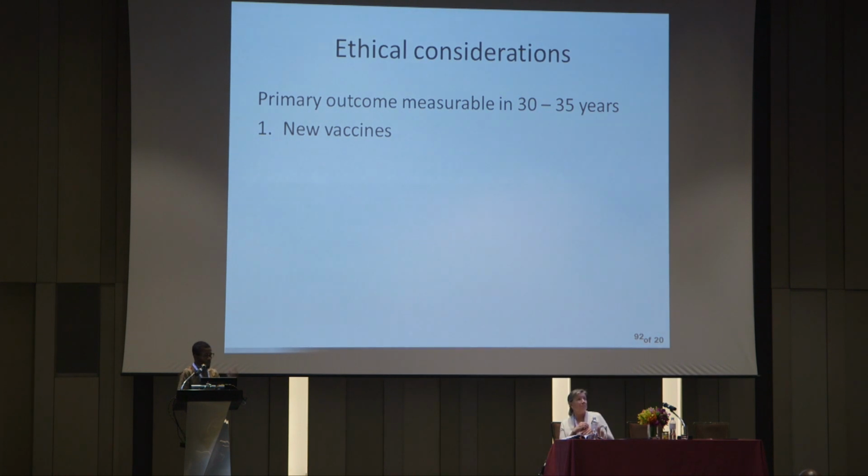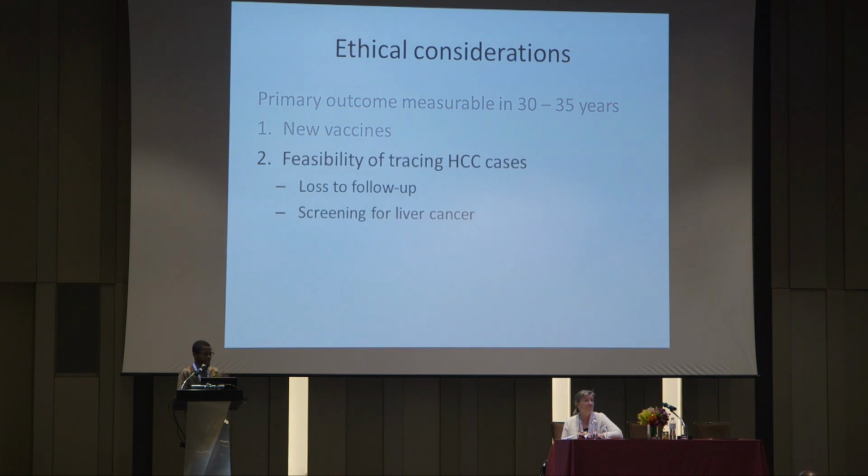However, noting that the primary outcome would be measurable after 30 to 35 years, there was a possibility that newer vaccines would be developed, and this current vaccine that we were testing would no longer be in use by the time we get the data, making it more or less useless. Other issues were, what would be the feasibility of tracing liver cancer cases and linking them back to the kids that were vaccinated or not vaccinated 3 decades previously, given the healthcare structure in developing countries.